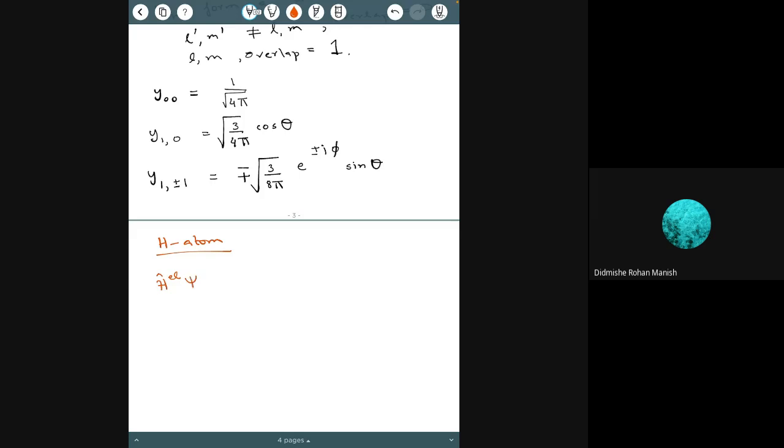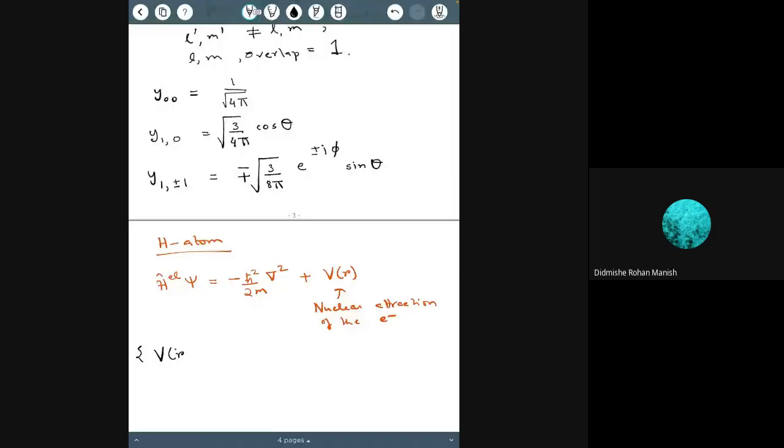Psi. And this is equal to minus h cross square by 2m del square, so this is the kinetic energy of the electron, and it has a nuclear attraction potential. So this is the nuclear attraction of the electron. This is an attractive potential, and it only depends on the distance from the nucleus. So that's r.